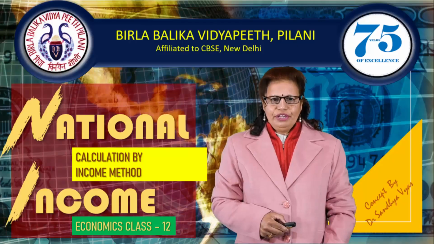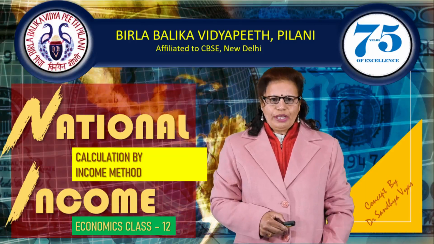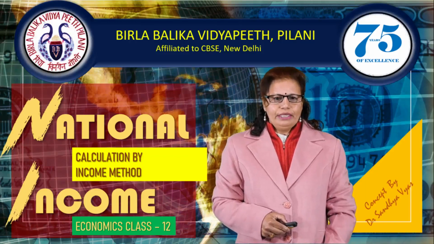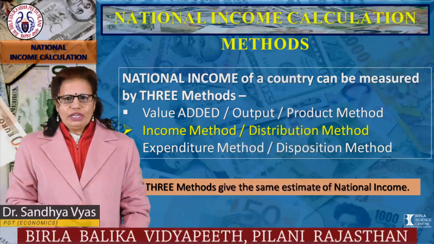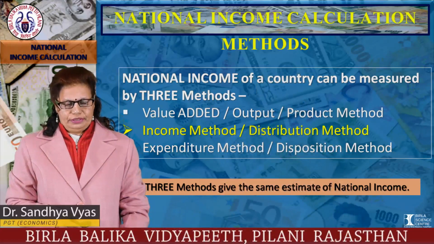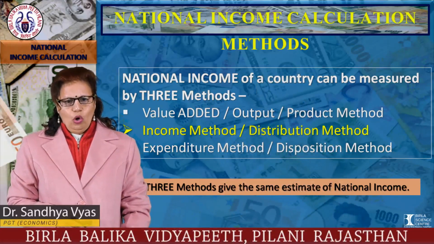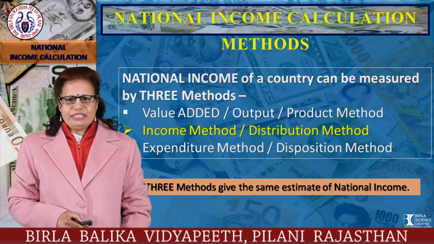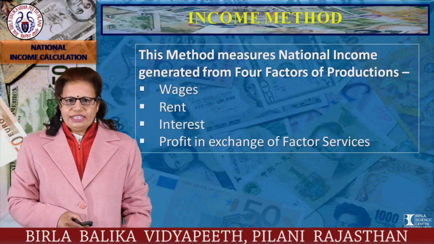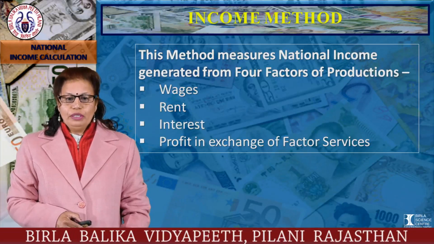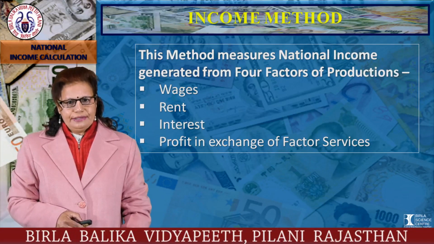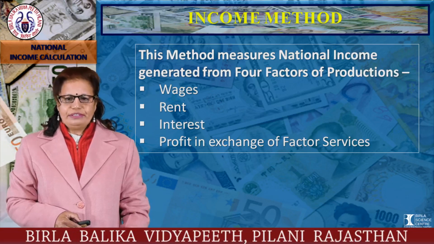In this session, we are going to discuss how to calculate national income by income method. National income of a country can be measured by three methods: value added method, income method, expenditure method. All the three methods give the same estimate of national income. So in this session, we will focus on income method. This method measures national income generated from four factors of production: wages, rent, interest, profit in exchange of factor services.